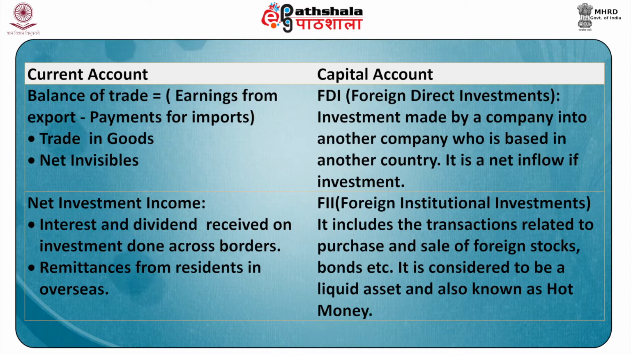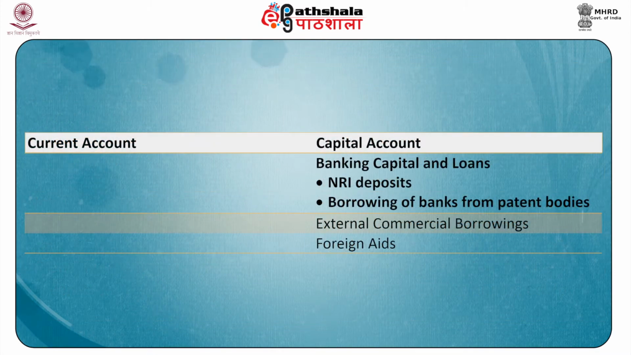In the current account, we have net investment income, which includes interest and dividends received on investment done across borders, and remittances from residents overseas. Under the capital account, we have foreign institutional investment, which includes transactions related to the purchase and sale of foreign stocks, bonds, etc. It is considered a liquid asset and is also known as hot money. We also have banking capital and loans, which are NRI deposits and borrowing of banks from parent bodies. Then we have external commercial borrowings and foreign aid.